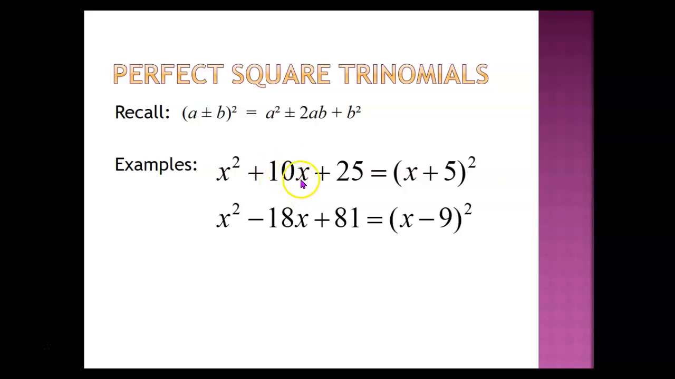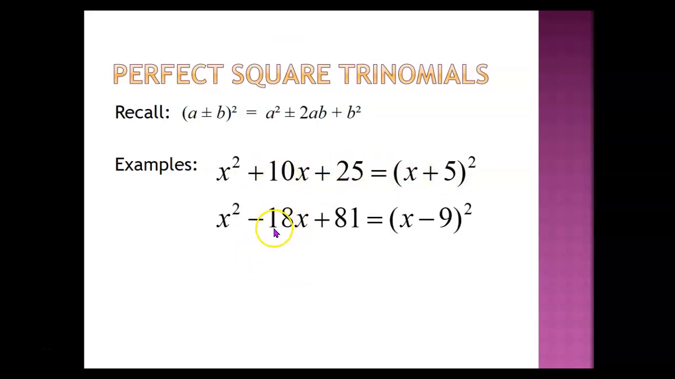Look at the 10 in front of the x. If you took half of that, that would be the 5 that's over here. And then if you square that, that would be the 25 that's right here. So if the number we started with was a 10 here, we could get these other numbers by taking half of the 10 and squaring it.